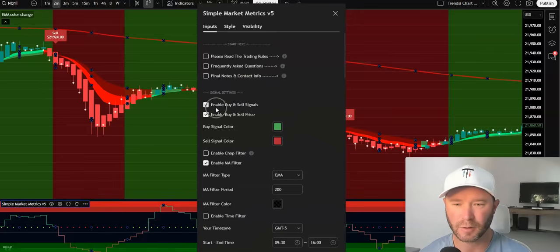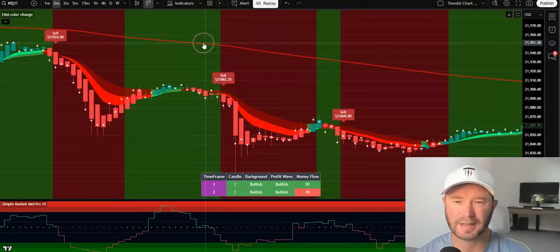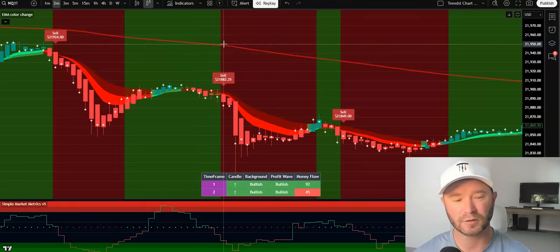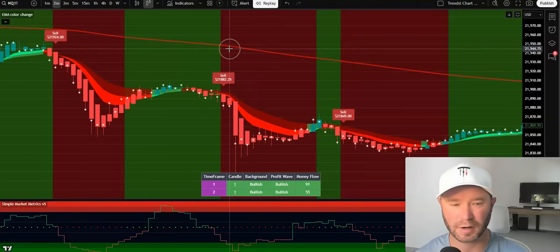So I want you guys to know, of course you can put your buy and sell signals both on. I like to have the MA filter turned on. Now, what is this going to do? If you have the MA filter turned on, it's taking into account this 200 EMA right here, and it's saying I only want to populate the best trending signals that are above or below, bullish or bearish, this 200 EMA.